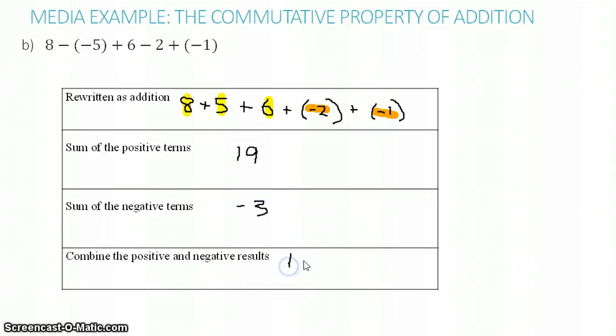So now, to combine these, we have 19 plus -3. Since the signs are different, we subtract their absolute values. 19 minus 3 is 16. And since 19 is larger in absolute value and positive, our result is positive. Let's look at one more.